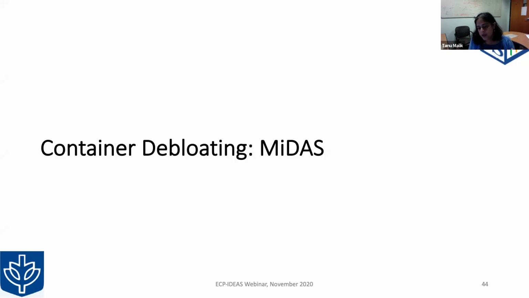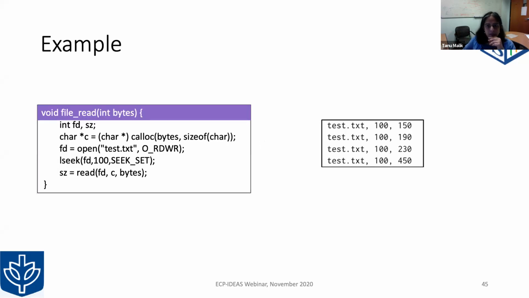So if the application does not use it, the container is unnecessarily fattened or bloated, and we can figure out what is the necessary amount of data that is required for that container.